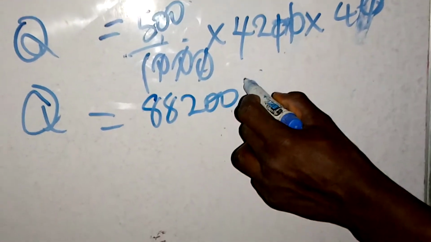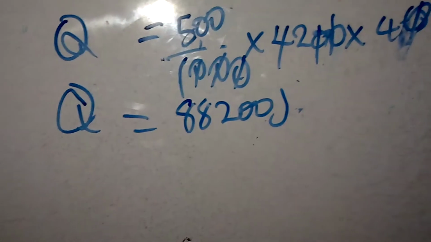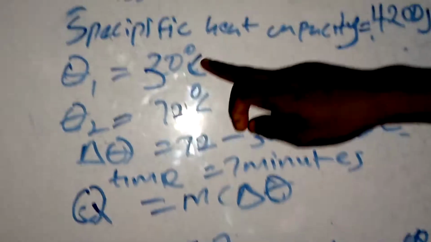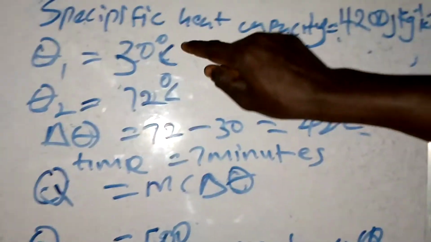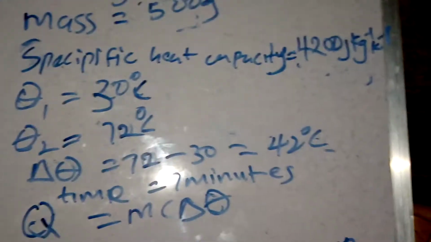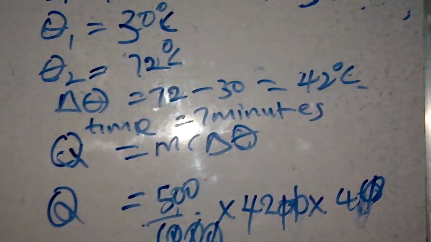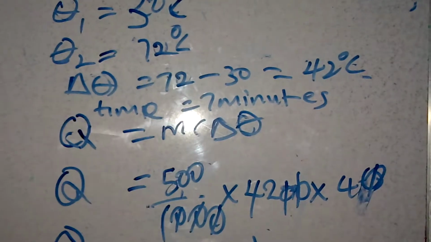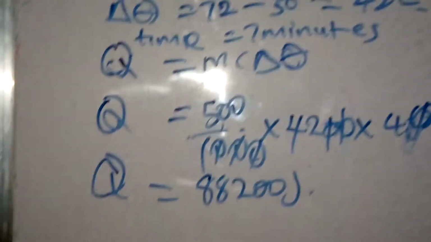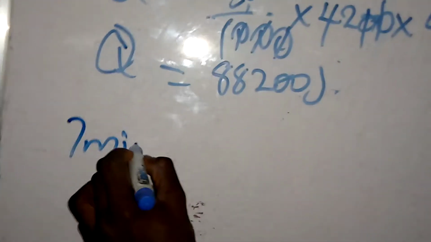8,820 joules. The question says in 7 minutes the temperature changes from this to this, but it asks us to look for the heat supplied per minute. That is, this heat was supplied over 7 minutes.